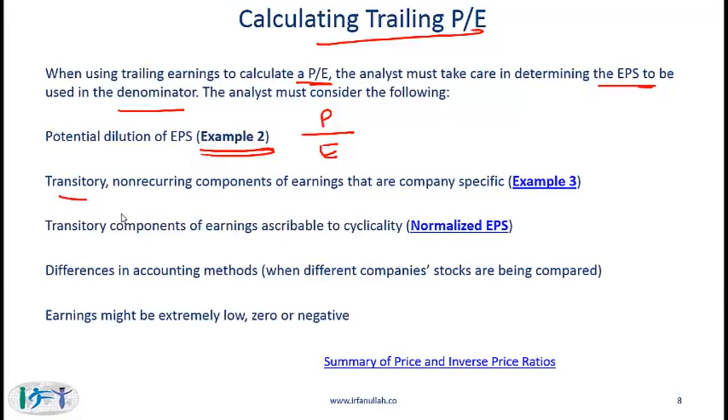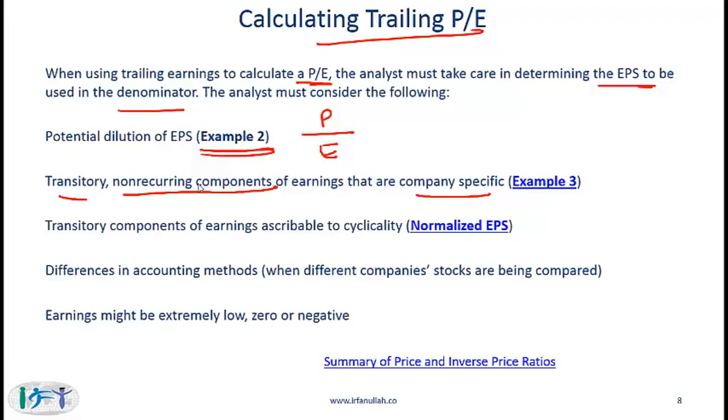Next point, transitory non-recurring components of earnings that are company specific. You need to deal with these. So what should you do? If something is non-recurring, it's just there for a given quarter, and you are using your PE to compare, and obviously at the end of the day, you are concerned about what will happen in the future. So what should you do with these transitory non-recurring components? You should remove them when making comparisons.